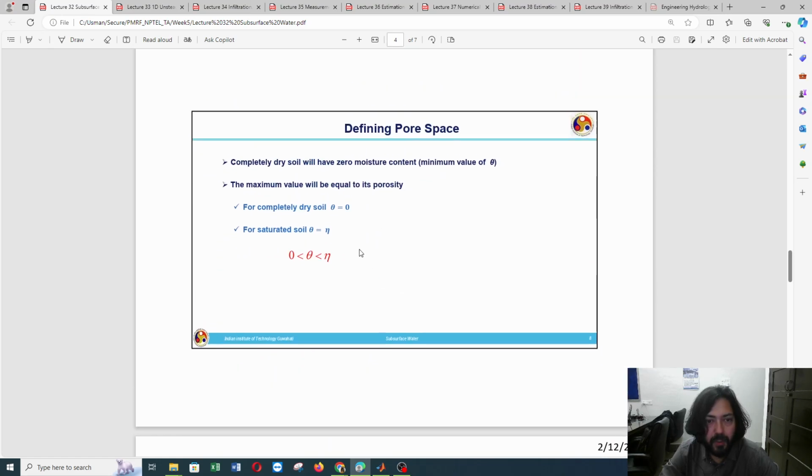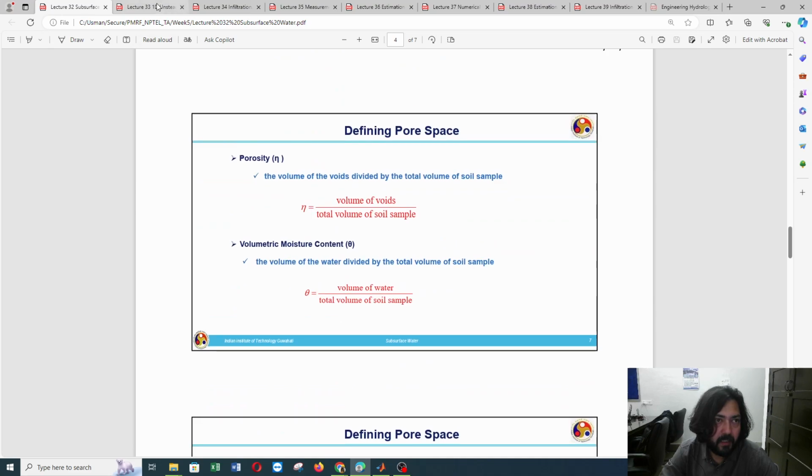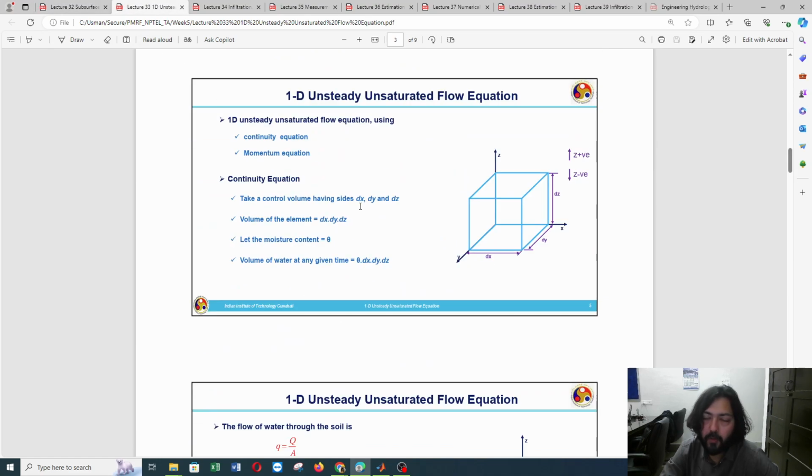Then based on those two definitions, we got to know what could be the range of moisture content. So it could be 0 for dry soil, and when the soil is completely saturated, it could be equal to porosity. So the range for moisture content is 0 to porosity, right? Then we looked into the Richards equation. We looked into the derivation of the 1D unsteady unsaturated flow equation, which is known as Richards equation.